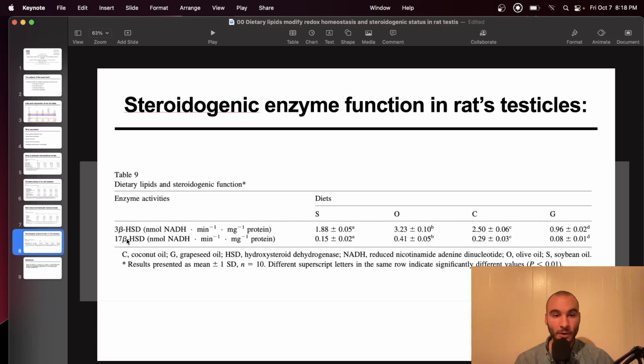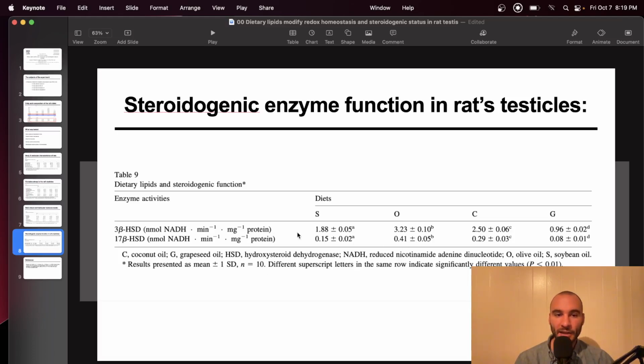Something I want to point out here is that the effects of the different types of fats on the testicles may actually have relevance on the effects in the ovaries as well, because these same enzymes are present inside the ovarian tissue. So something to keep in mind.